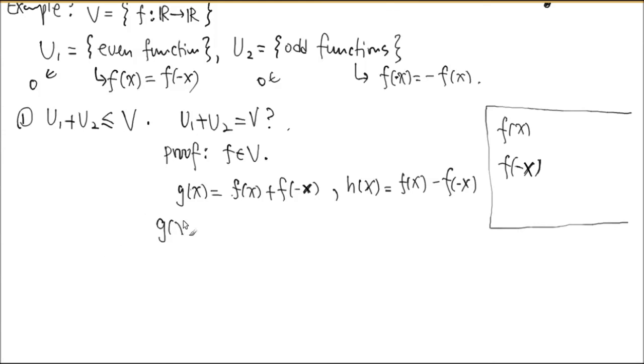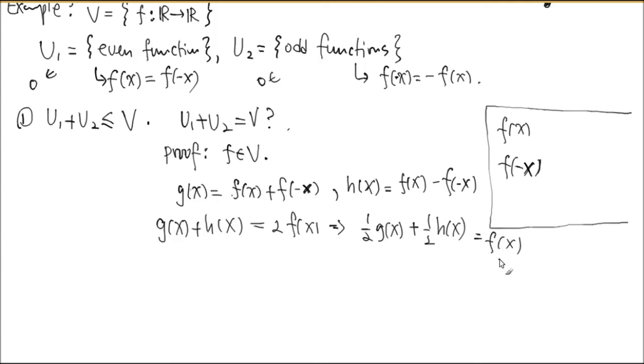What if I add this to a function? What happens? These two cancel, right? It becomes 2 times f of x, and you divide both sides by 2. That is 1/2 g(x), which is an even function, plus 1/2 h(x), which is an odd function. Altogether it becomes whatever you started with.